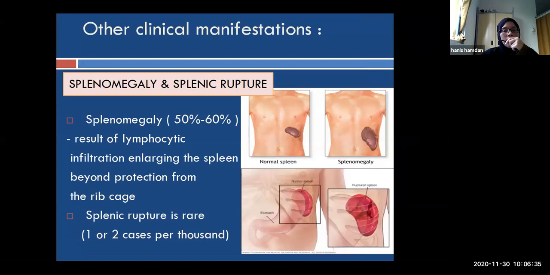The other clinical manifestations of infectious mononucleosis are splenomegaly and spleen rupture. Splenomegaly happens due to lymphocytic infiltration that causes the spleen to enlarge beyond the protection of the ribcage. And this is the picture of splenomegaly. Spleen rupture is a rare condition, but it is life-threatening.